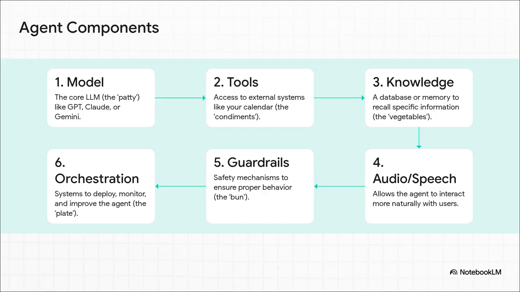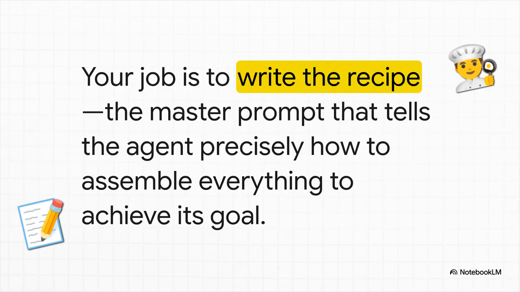Then you need condiments, right? Those are the tools that give it flavor and capability, like access to your calendar or a web search. The fresh stuff, the lettuce and tomato, that's its knowledge and memory, a database it can pull facts from. Then you've got to have audio and speech so it can interact with us. Now, what holds it all together? The bun, those are the guardrails, the safety rules. And finally, the whole thing sits on a plate. That's your orchestration layer, the systems that actually deploy and manage the agent. So you've got all these amazing ingredients ready to go. What's your job in all this? You're the chef. You're the one who writes the recipe, that super detailed master prompt that tells the agent precisely how to put all those pieces together to achieve a specific goal.